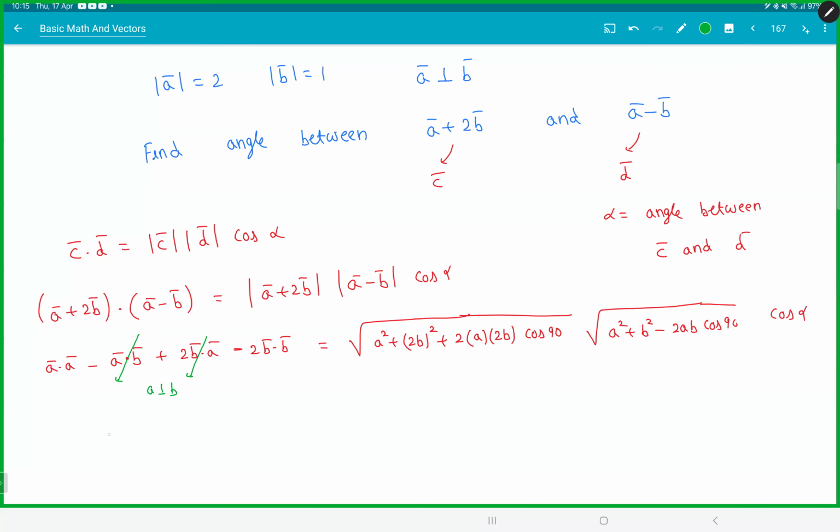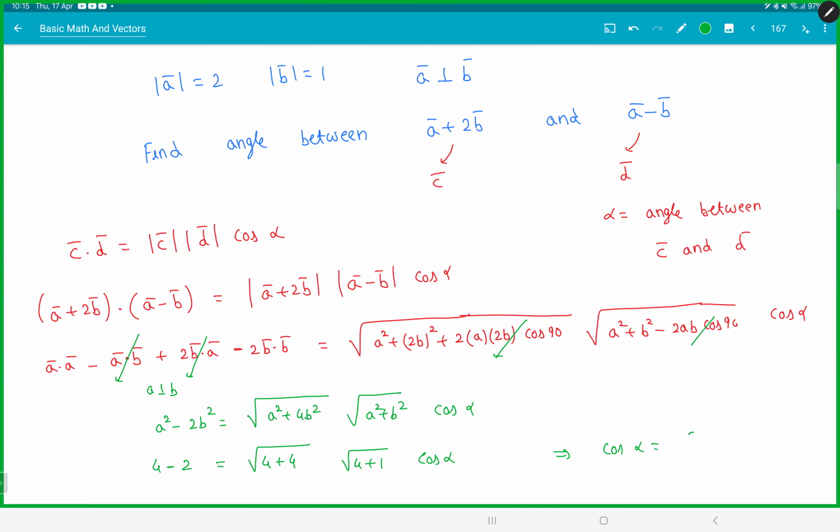What is a dot a? A square, minus 2b square. This will be root over, this term is 0, this is gone, a square plus 4b square times root over a square plus b square. There's nothing there, it's all just number substitution, and you will get the answer. A square is 4, this is minus 2, root over 4 plus 4, and root over 4 plus 1. So cos alpha will be 2 by root 8 root 5. Root 8 is 2 root 2, so 1 by root 10. This is how you approach this problem.